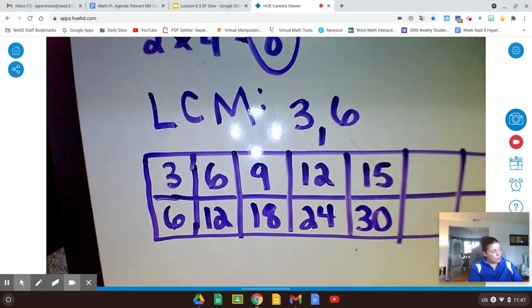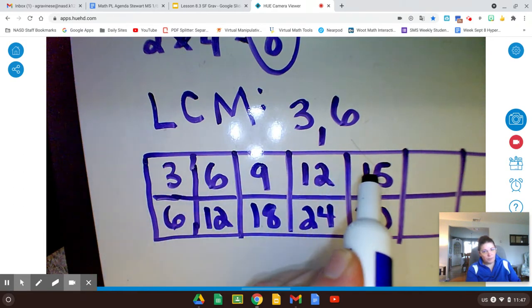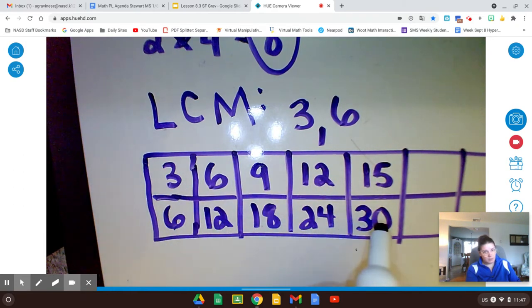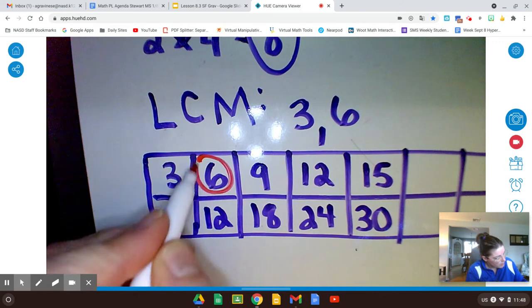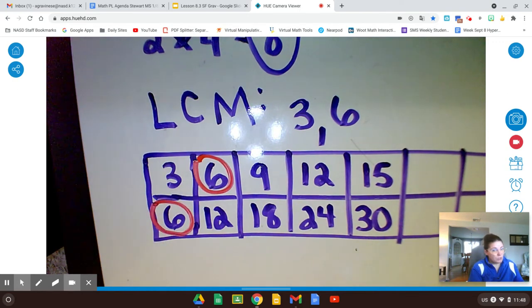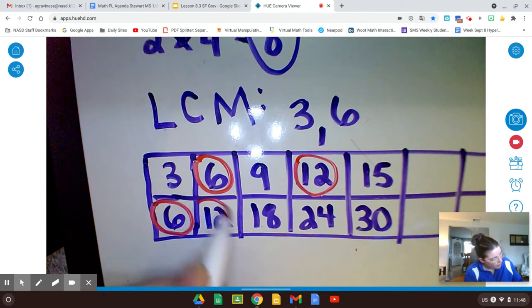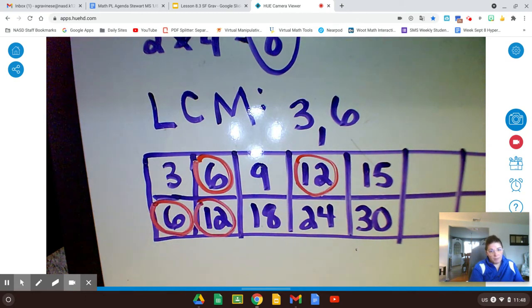All right. So I've listed multiples of 3, multiples of 6. Now I'm looking for common multiples. I'm looking for multiples that are in both of my lists. And specifically, I'm looking for the least common multiple. Well, let's just look for some common numbers. I see both of my lists have a 6. I also see that both of my lists have a 12. And if I kept going, I would have more in common as well.